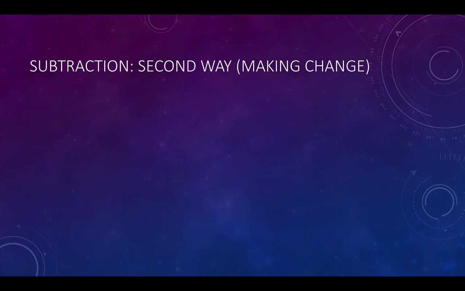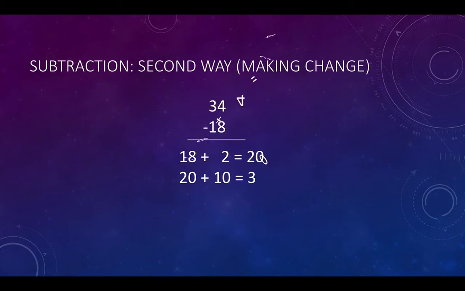The second way is making change. We got the same problem set up the same way, but the way that we solve it is quite different. What we do is we take our 18 and we think, what can we add to the 18 to get to the 34? To make it simple, you can break it down as far as you really want to. So 18 plus 2 is 20, and I thought that was a good place to start because we're getting it to a number that is easily added to.